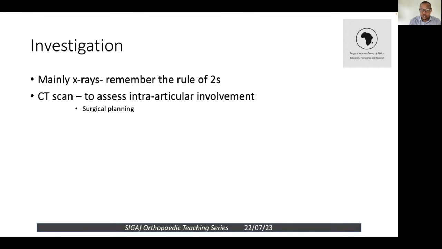And that helps with surgical planning in terms of what approaches you're going to use and how you're going to fix the fracture. And also looking at intra-articular involvement or extension of the fractures to see which fragments are being affected and how best you will need to immobilize and what systems and principles you're going to use.